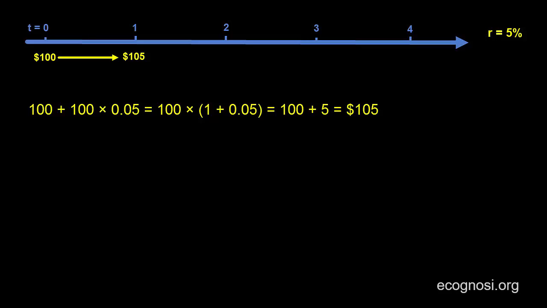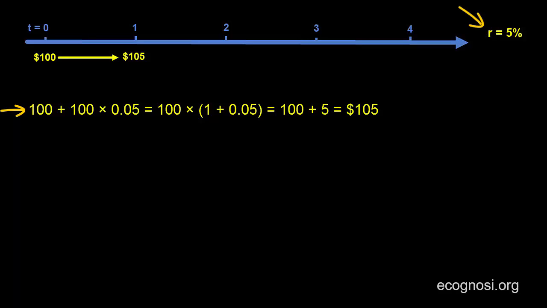So in that example, I deposited $100 in a bank, and given a 5% annual interest rate, which I denote with R over here, that amount grew to $105 in a year's time. You can see the calculation over here. It's a simple one, but in case you have difficulty in understanding this, please rewatch the Introduction to the Time Value of Money video.